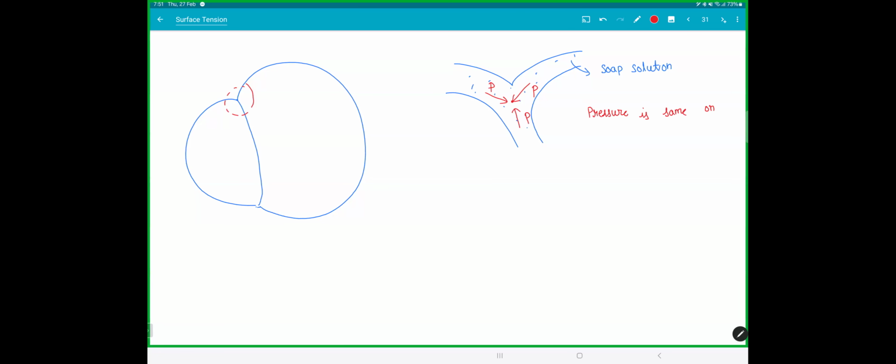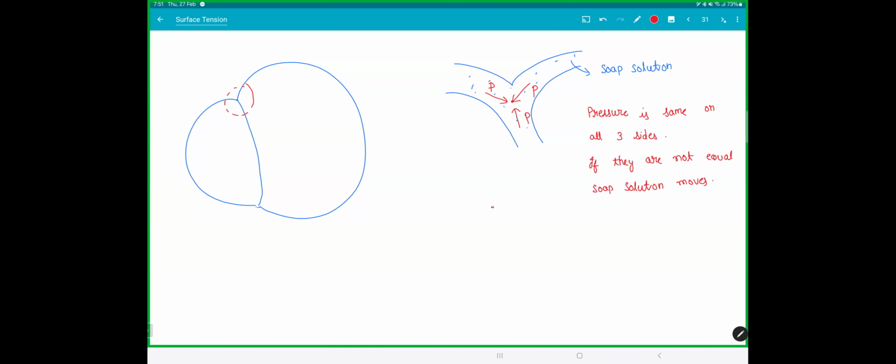Pressure is the same on all three sides. If the pressure is not equal, the soap solution will move till the pressures become the same, because the bubble's surface is in equilibrium. So the pressures have to be equal. So great. We accepted the fact that the pressure is equal.